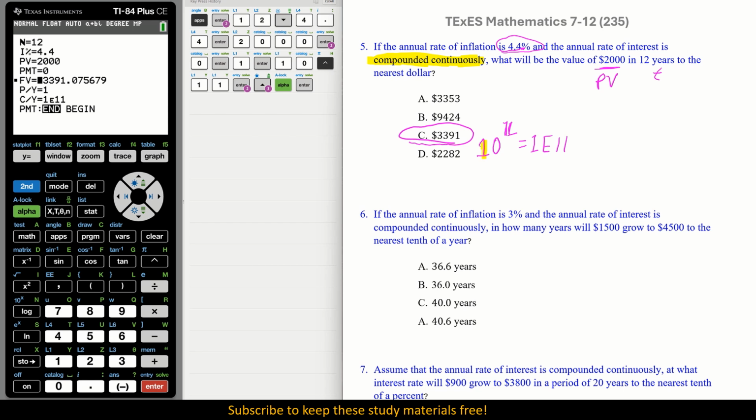Now let's look at number 6. Okay, which will be the same thing. I see it right here. It says compounding. Oops. I was going to highlight that. There it is. Okay. If the annual rate of inflation is 3% and the annual rate of interest is compounded continuously, in how many years, so we're looking for years this time, will $1,500 grow to $4,500 to the nearest tenth of a year? Okay, well, I'm looking at my options, so it's just 0.1.